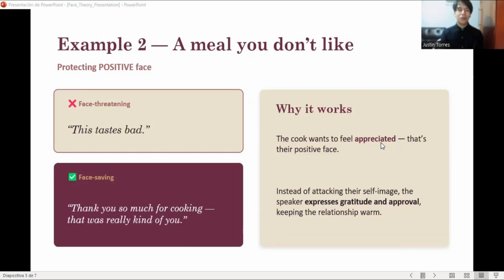That's really kind of you. It looks lovely and I love that you tried something new. And Maya replies happily, oh, thank you. I'm so glad. Let me get you some more. Sam praises the effort and shows gratitude instead of judging the taste. That way Maya feels valued and the relationship stays warm.